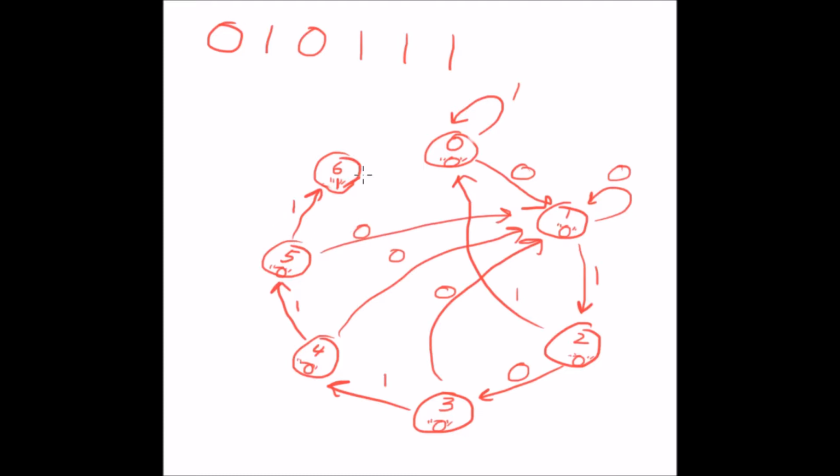Now, state 6, same deal. If I enter a 0, that's the beginning number in my sequence, so I'll go to state 1. If I enter a 1, I'm going to go back to state 0. Now, your sequence is going to be different, but it's the same idea.